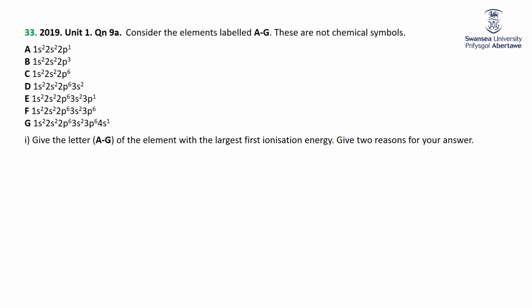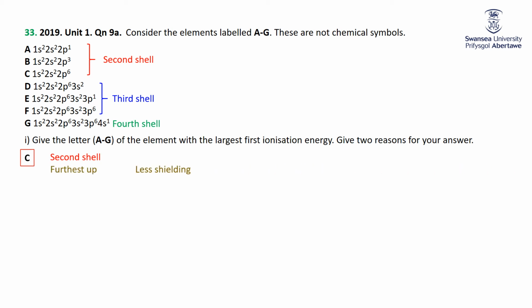So consider the elements labelled A through G. These are not chemical symbols. I never really see the point of this, because all you've got to do is go to the periodic table and identify what they are. But let's pretend that we don't have a periodic table with us, but we can look at these electron configurations. So as we look, A, B and C are all in the second shell. D, E and F are all in the third shell, and G is in the fourth shell. So, which one is going to have the largest first ionization energy? Well, of course, as we go from the fourth to the third to the second shell, the ionization energy is increasing. So the one with the highest has got to be in the second shell.